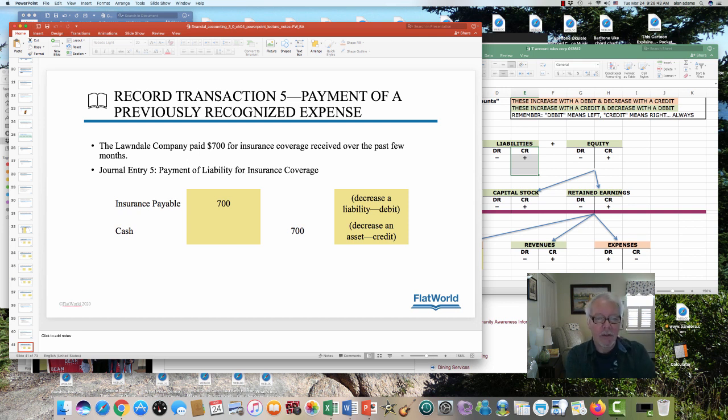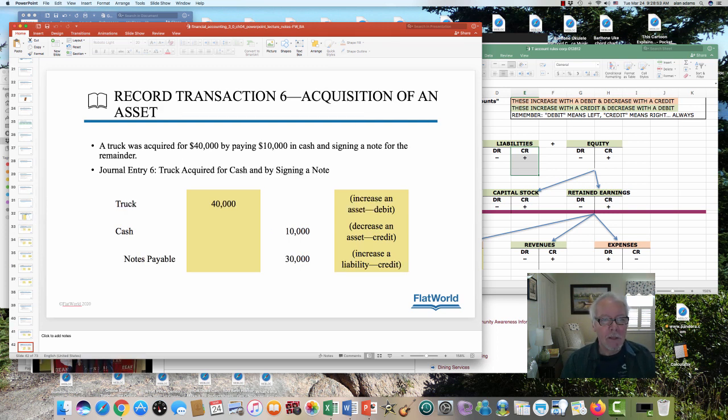What else do I do? The other side of my balanced entry will be to decrease cash because I'm writing a check, and cash being an asset decreases with the credit. Remember, you can pause me as you're watching this, go back, play it again, make sure you understand it, okay? I will need you to understand this so-called accrual accounting technique thoroughly.